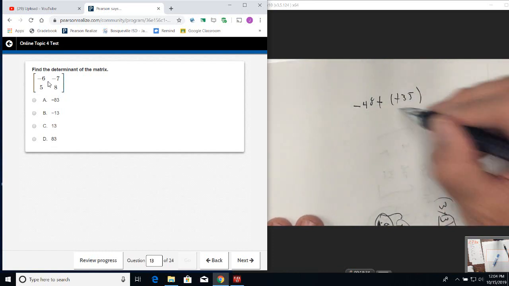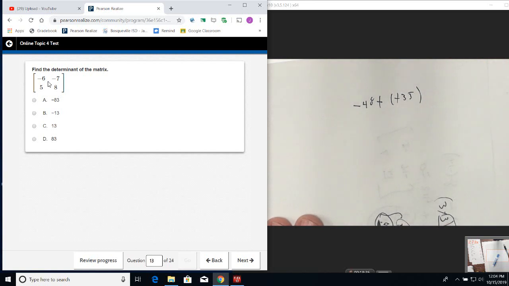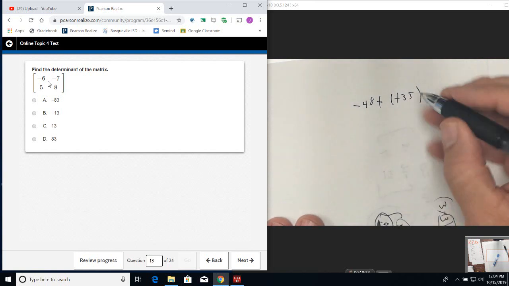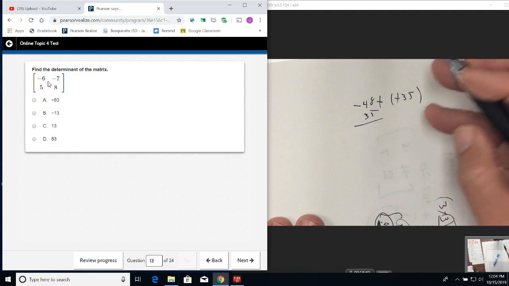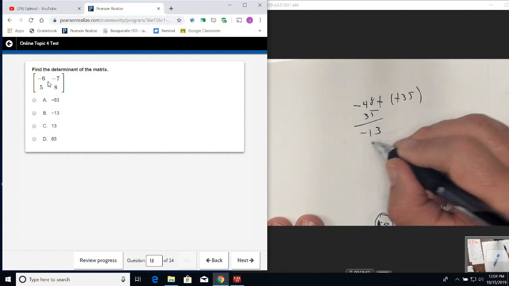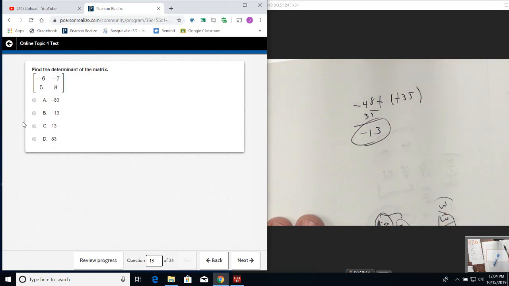So you just subtract those by adding the opposite. So what's -48 plus a positive 35? Signs are different, so you subtract the 2 and take the sign of the larger one. Should be a -13. Do we all get -13?